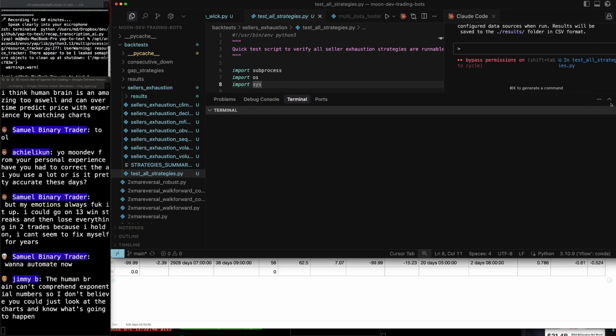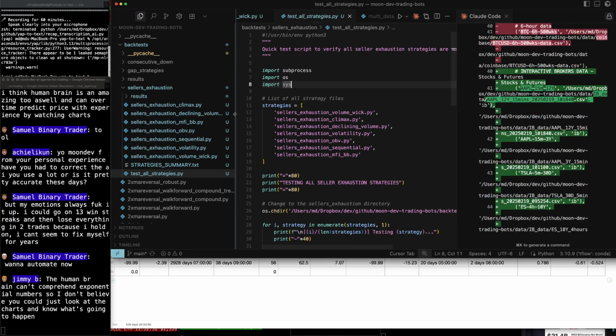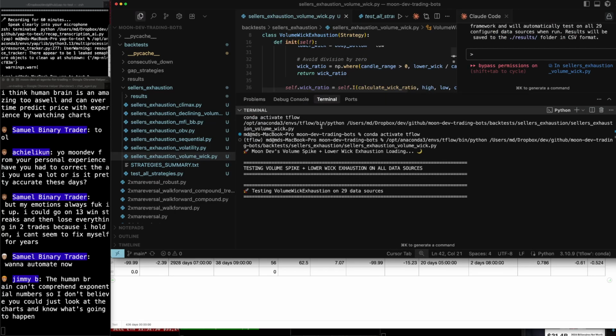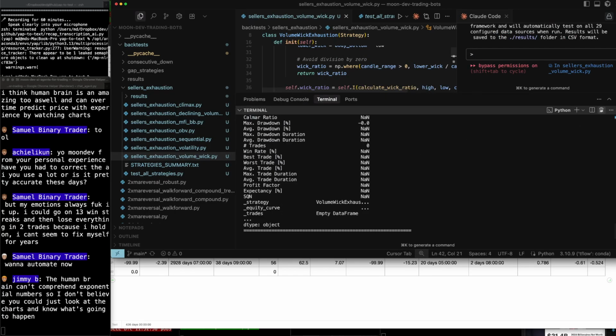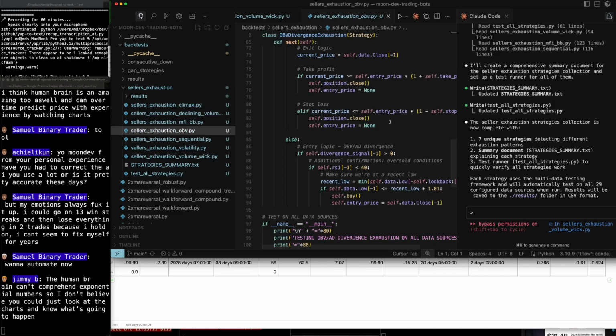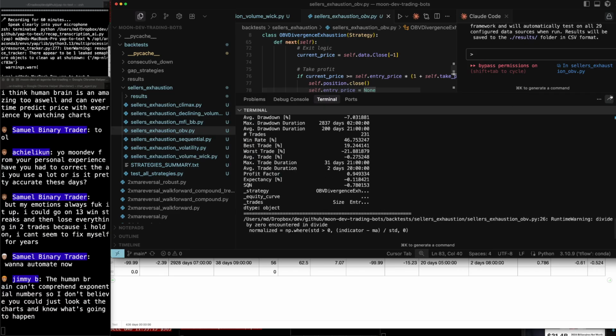Okay, let's go ahead and see if she did that. Seller's exhaustion, wick, volume wick. I just want to see what it looks like here. Did she fix that bug? She fixed the bug that we had at the start. I was about to stop her. Don't stop her. She knows so much more than you. No swiping. That's crazy. And she made the test all strats folder. Oh my God.